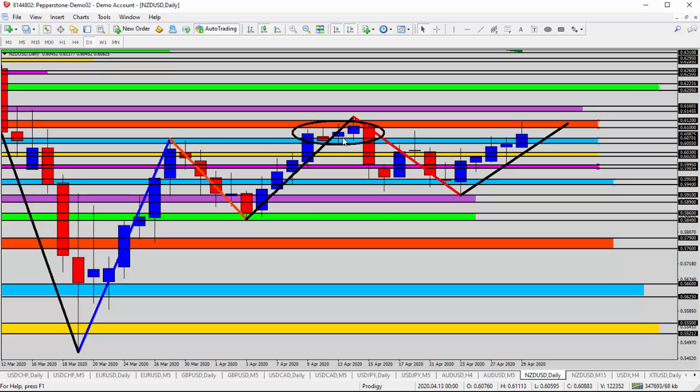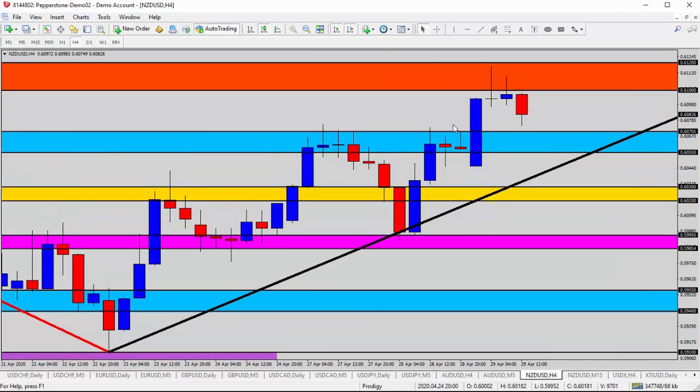So in this case, as long as it stays above the blue zone, then we expect that in the direction of the trend, we would look for support at the blue zone, targeting the orange zone, and maybe even going higher if it breaks through the orange zone. And we really don't expect it to turn around and go back in the other direction unless it breaks below the blue zone and the black trend line. So that's the context that we're going to be trading in today for the New Zealand dollar.